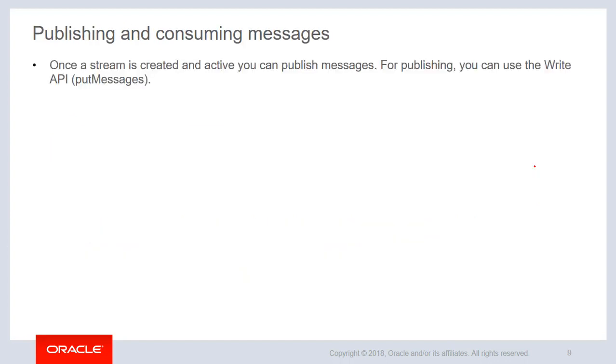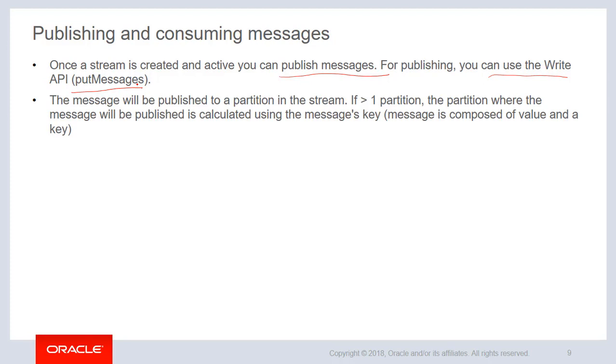Now, how do you publish and consume messages? Once a stream is created, and we just created one on the console, and it's active, you can publish messages. For publishing, you can use the write API. In this course, we are not going to use the API, but we'll just do that very quickly on the console. The message will be published to a partition in a stream, as we saw earlier.